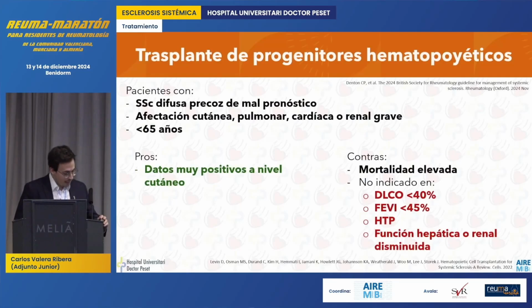And now, to wrap things up, hematopoietic stem cell transplantation won't be covered in depth either, but it's true that the latest British guidelines from 2004 do list it as an option. They list it as an option for patients with early diffuse cutaneous sclerosis of poor prognosis, with severe skin, lung, heart, or kidney involvement. In other words, with very severe manifestations of the disease in patients under 65 years of age. The data, especially regarding skin involvement, are very positive, but it's important to remember that after 1 or 2 years, patients seem to start showing symptoms again. In other words, it's not a cure, it's about buying time.